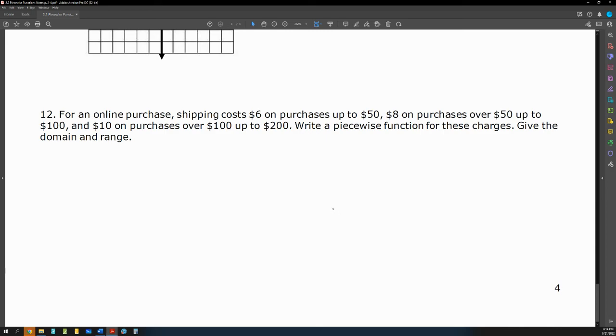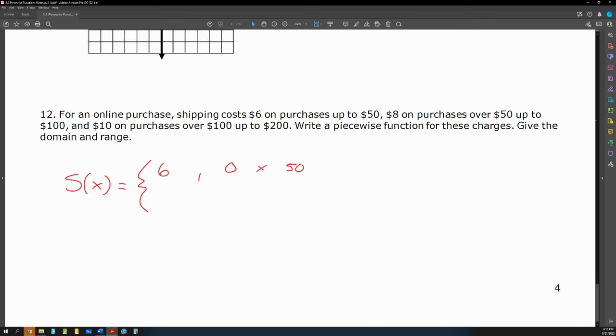Okay, so I'm going to call this piecewise function, since we're talking about shipping costs, S of x for shipping. And we have the first part. Shipping costs $6 on purchases up to $50. So this is a function, the shipping cost per how much you spend, so on the purchase price. So we know that the shipping is going to be $6 for purchases that are from 0 to $50, right?